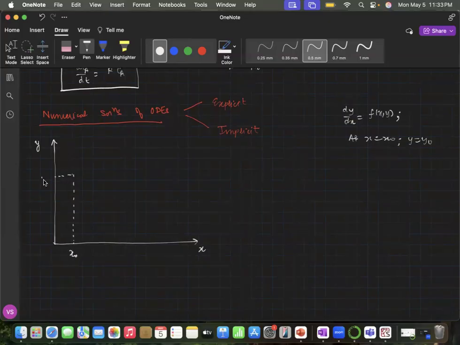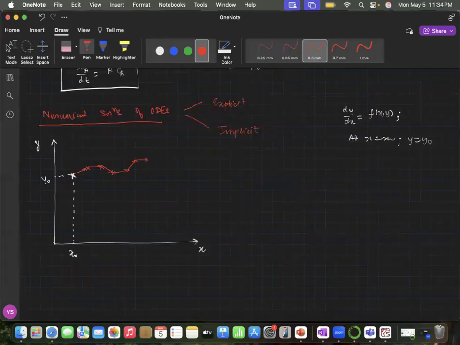Corresponding to this is my y naught. So this is the point that we are starting from. And then we are going to march ahead in x. So let's say this is at x1, this is at x2, this is at x3, and so on. So we are going to march ahead.